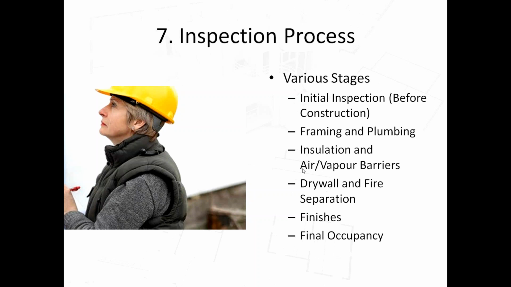After that, insulation on the walls and vapor barriers, and also insulation on the ceilings, drywall and fire separation between the units, and fire doors and things like that, separations in the furnace room, and then your finishes, right? So all the flooring, all the trim, your cabinetry, all that stuff, the appliances. Okay, and then the final occupancy really is just one last look to make sure everything is okay. After the final occupancy, there shouldn't have to be any additional work that needs to be done, maybe just some touch-ups.